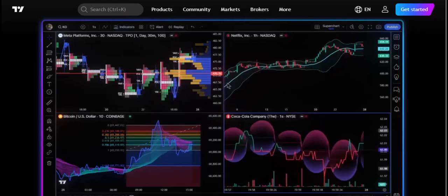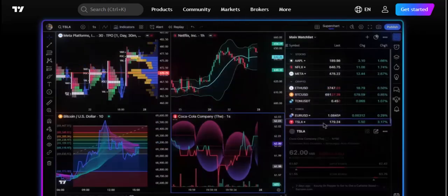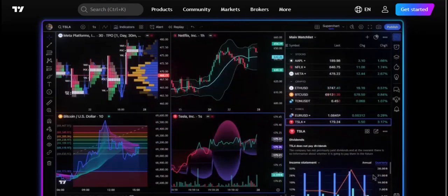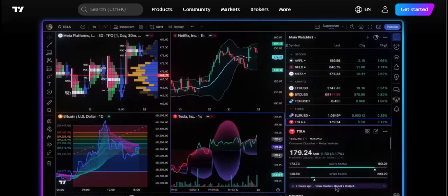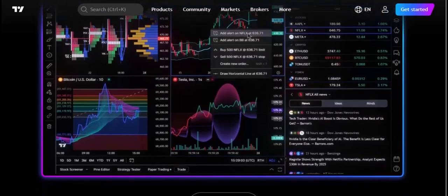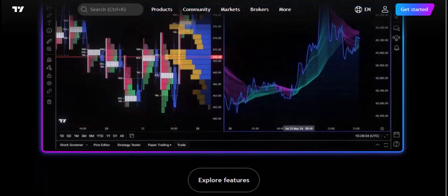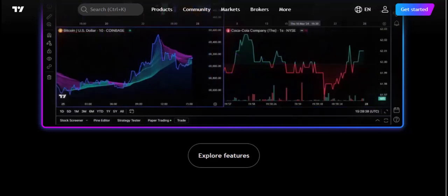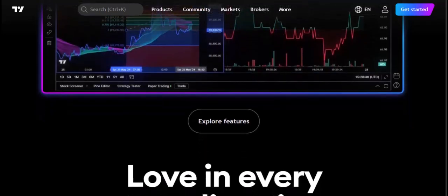Think of it as your personal trading sandbox, where you can experiment, make mistakes, learn from them, and refine your approach in a completely risk-free environment. It's like a flight simulator for pilots. You get to experience the real conditions without the actual consequences of a crash. So, how do you get started?